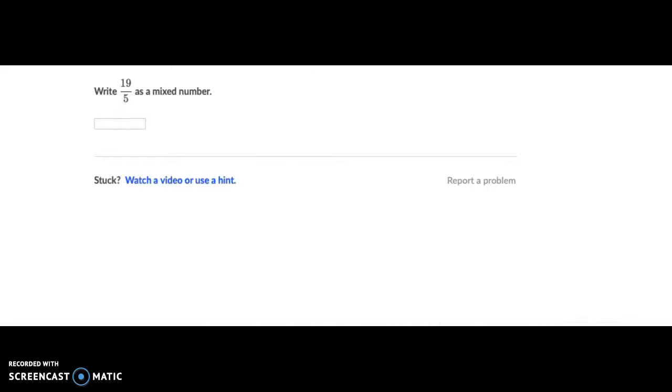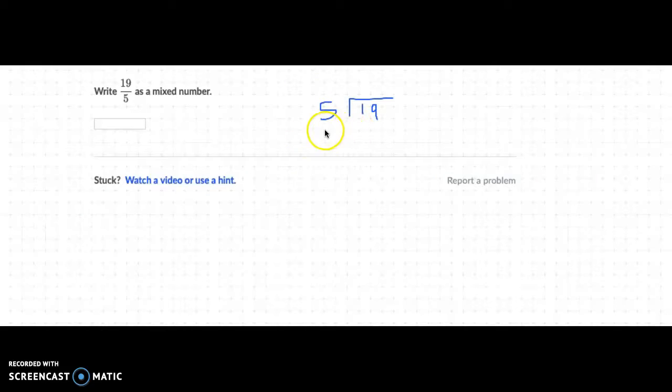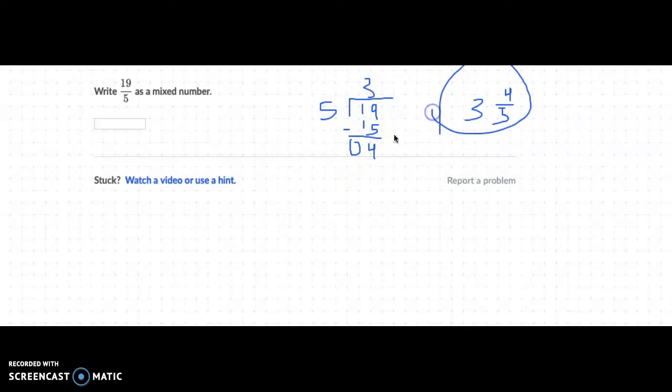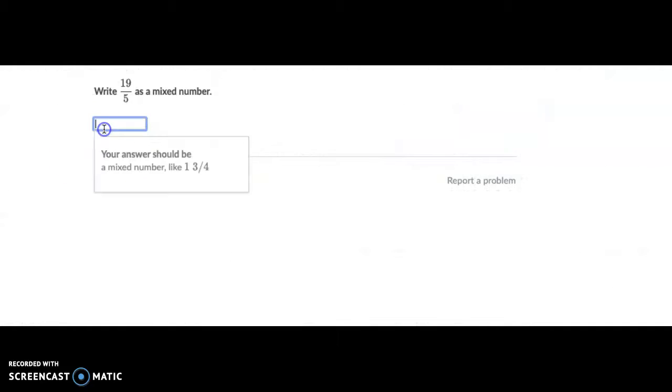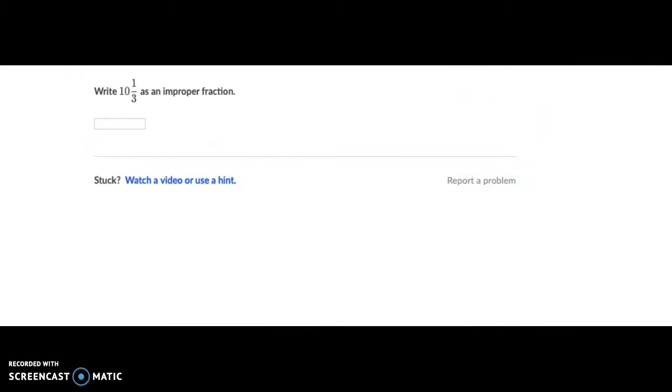So let's do one more example to make sure that you get it. And then we're going to move on to a practice worksheet. For this one again, 19 divided by 5. Let's do it quicker now. 5 goes into 19, 5, 10, 15, 3 times. 5 times 3 is 15. 19 minus 15 is 4. So 3 and 4 fifths would be our correct answer. Let's go ahead and type that in. 3 and 4 fifths. Correct.